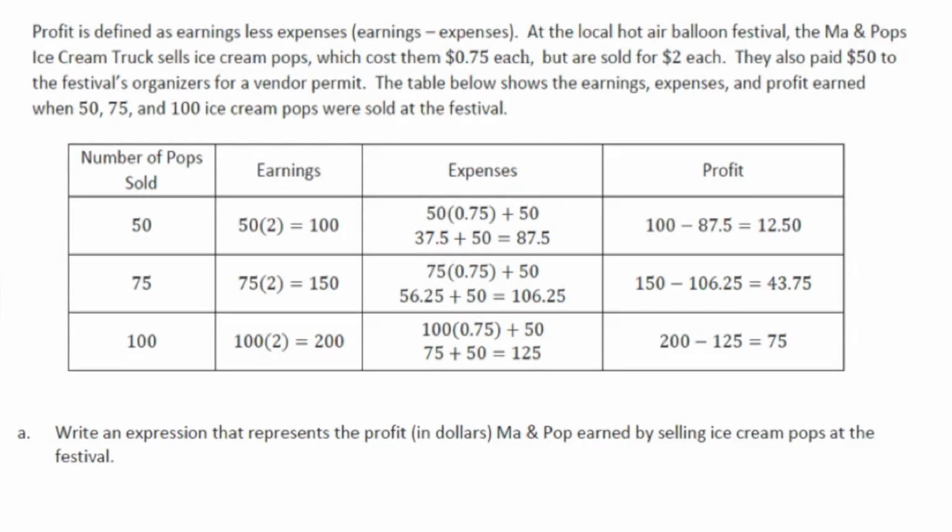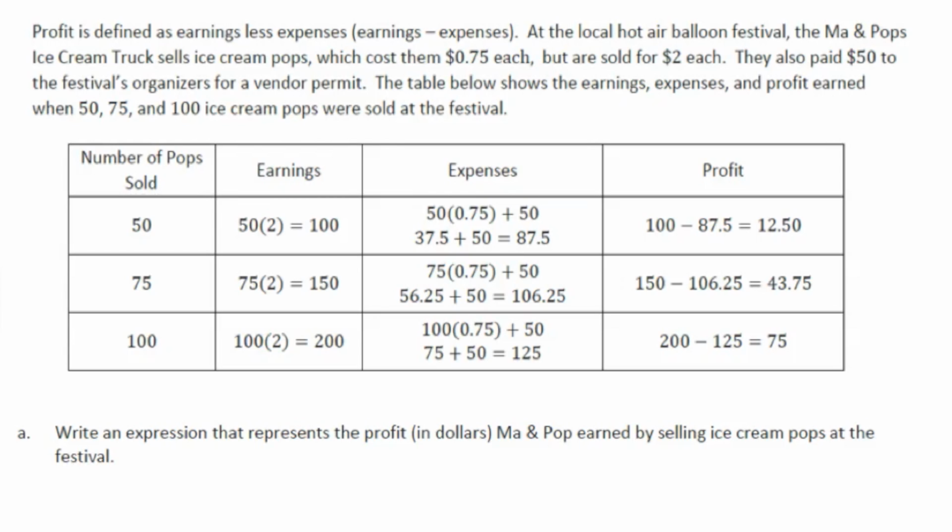It reads, profit is defined as earnings less expenses, earnings minus expenses. At the local hot air balloon festival, the Ma and Pop's ice cream truck sells ice cream pops, which cost them 75 cents each, but are sold for $2 each. They also paid $50 to the festival's organizers for a vendor permit. The table below shows the earnings, expenses, and profit earned when 50, 75, and 100 ice cream pops were sold at the festival. Part A.